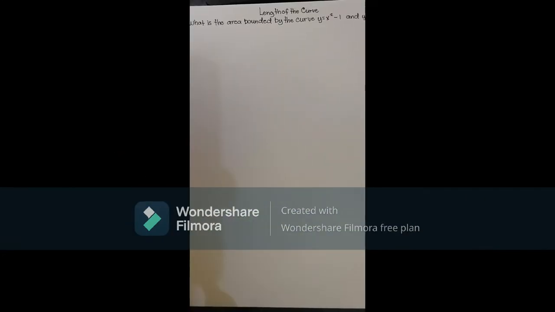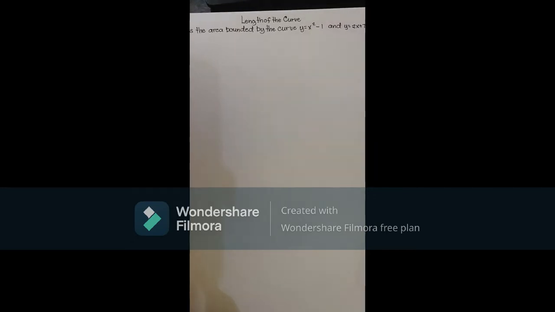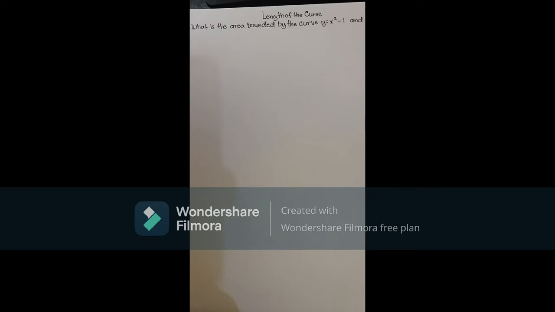Hi everyone, today we're going to solve two practice problems for the topic length of the curve. The first problem: what's the area bounded by the curves y equals x squared minus 1 and y equals 2x plus 7? First we're going to find the points of intersection.